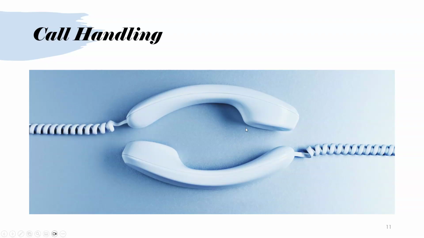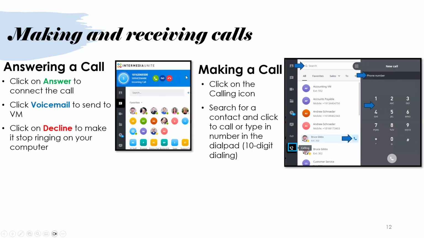Going into call handling. So when a call comes in, you will see at the top a bar where you can click to answer. If you have a desk phone, that'll answer it on speaker. You can send the call to voicemail. You can hang up. If you answer it like this and you don't have a desk phone, obviously the audio is going to go through the computer.